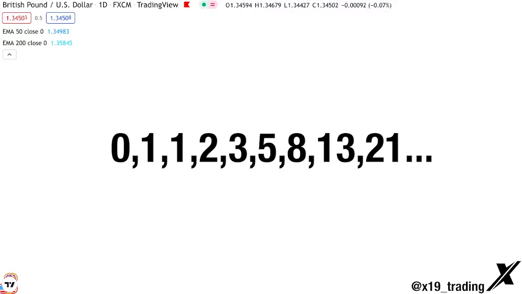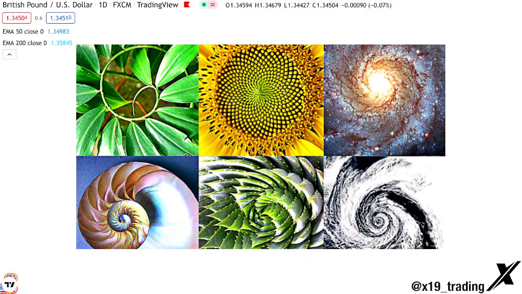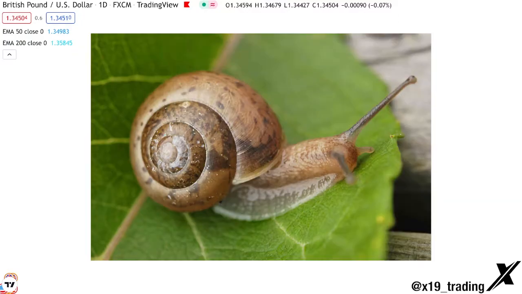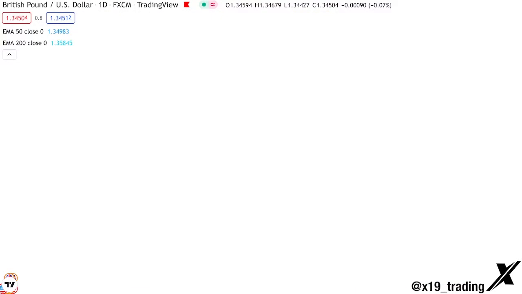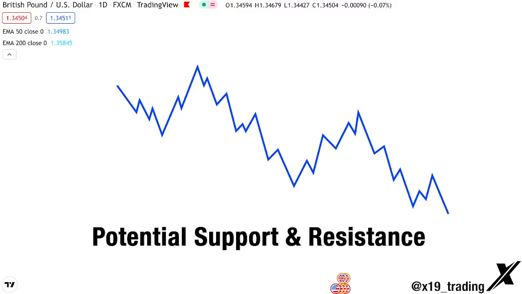I'm not going to get too much into it, but it's literally found everywhere. It's found inside us, it's found in the universe, in the galaxies, in hurricanes, even our DNA, animals, plants. The list is endless, and it works in trading as well. So we use Fibonacci retracement to find areas of potential support and resistance where price can potentially reverse.